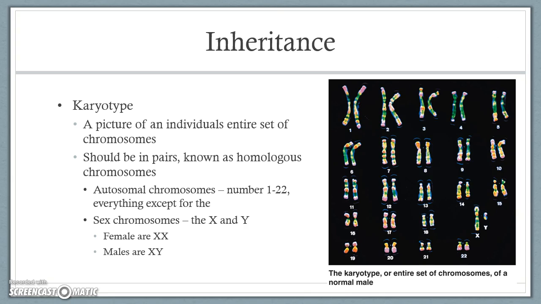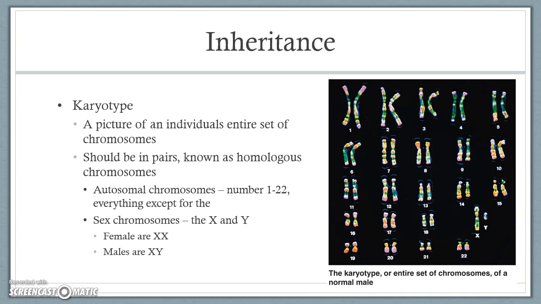This image is of a karyotype, a picture of an individual's chromosomes. They should be in pairs, known as homologous chromosomes. See how there are 2 of chromosome 1, 2, or chromosome 9. One of these chromosomes comes from the mother and one from the father.